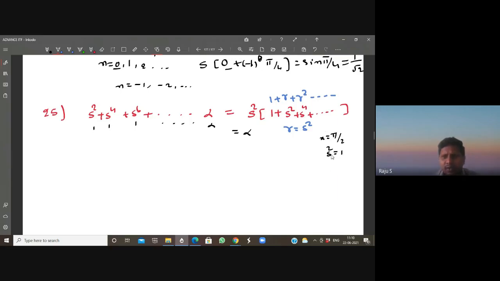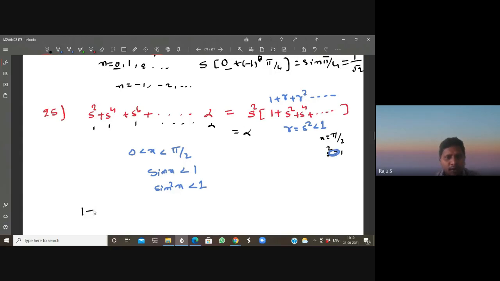When 0 is less than x less than pi by 2, the sine x value is less than 1. Then what about sine square x? Students, squaring on both sides, 1 square is 1 alone, so sine square x is also less than 1. Am I right? When I compare here, we got our common ratio as sine square, and sine square is less than 1.